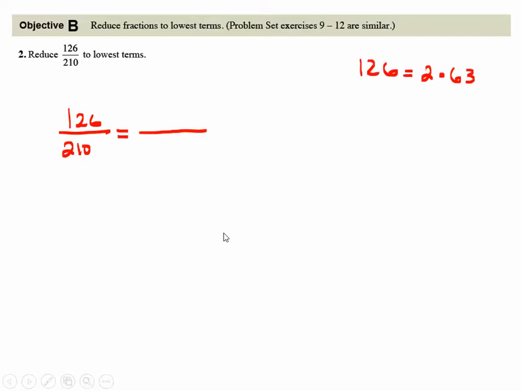So 126 is really 2 times 63. And that's kind of what you're doing, as opposed to just dividing by 2 each time, then dividing by 3, both top and bottom. Try breaking it down into its prime numbers first. So break down 126 into its prime numbers.